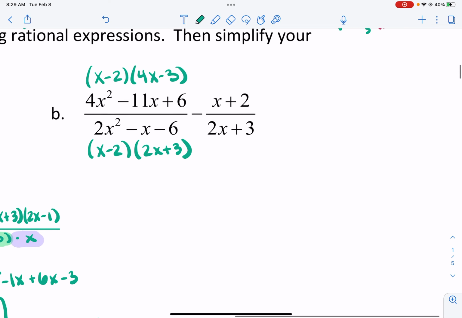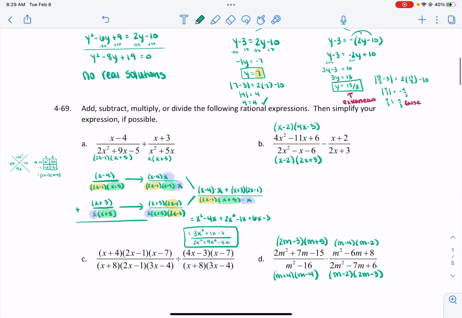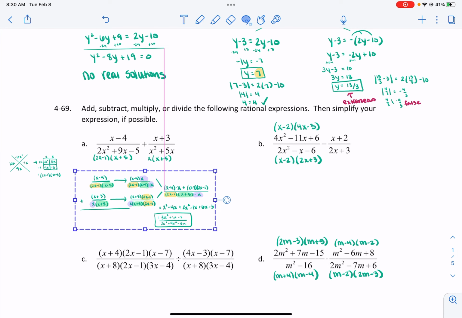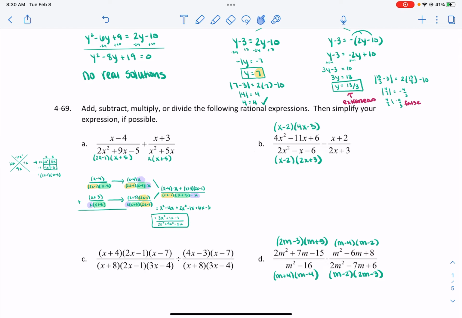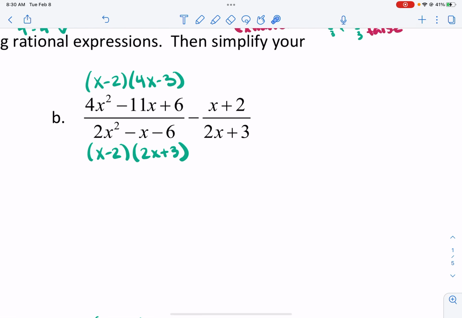Okay, part B. So we're subtracting now, and I'm going to make this a little smaller so it's not in my way. Okay. All right. So what I did here was I already did the box and diamond method to make sure that these were factored out. It's really hard to add these together if you don't do that, okay?